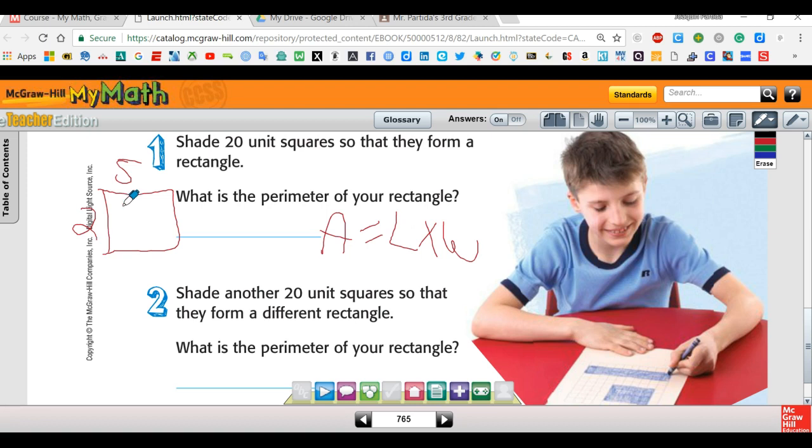10 square units, because I'm just multiplying both sides, the length times the width. If I had another shape and the width was 7 and the length was 6, what would be the area for this shape? 42, because I'm just multiplying 7 times 6.